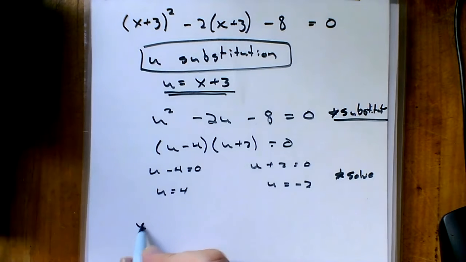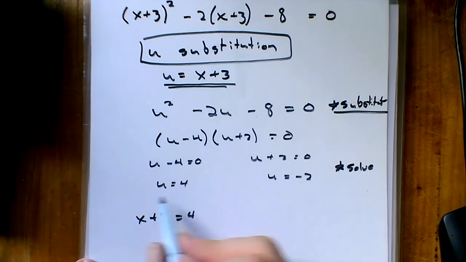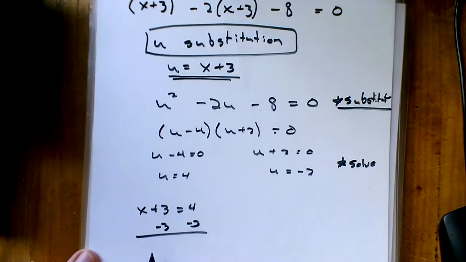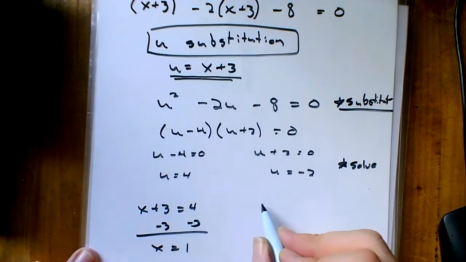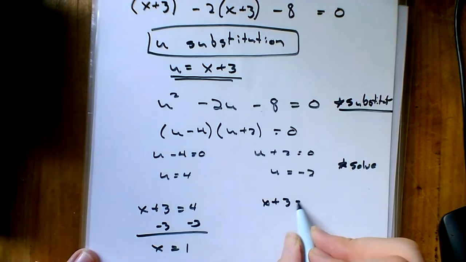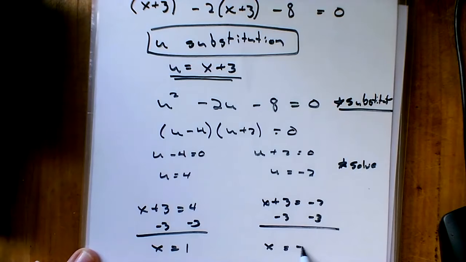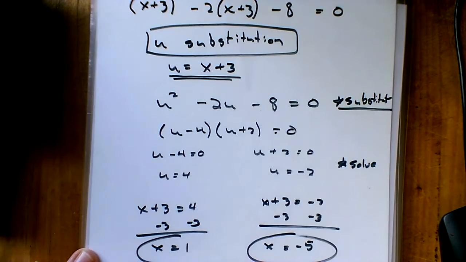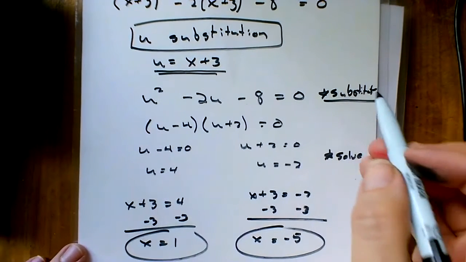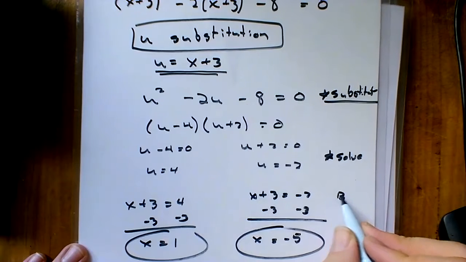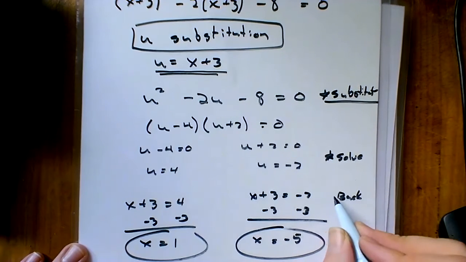So we're going to have x plus 3 is equal to 4. And solving this, still relatively easy. x could be 1, or x plus 3 equals negative 2, or x could equal negative 5. So we substitute, we solve, and then we back substitute again.